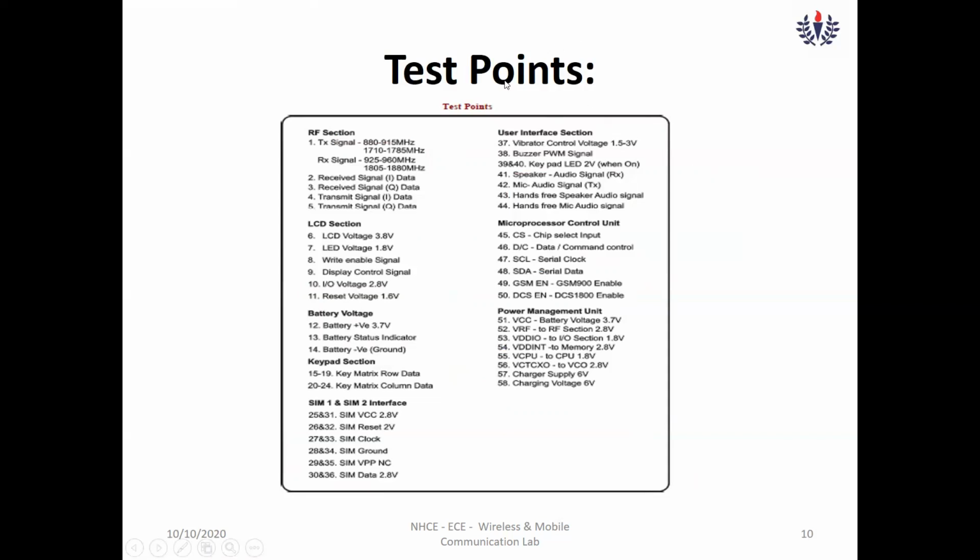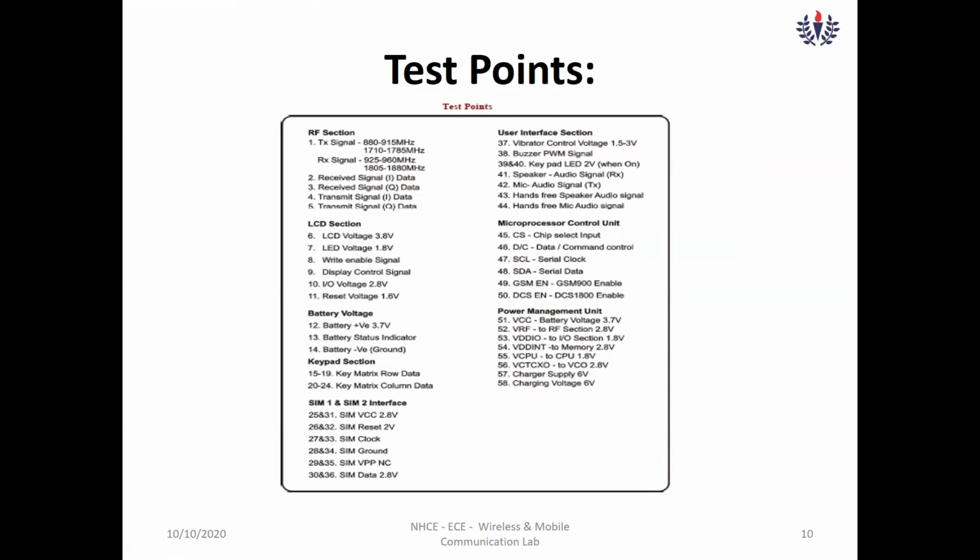And this model is composed of different sections. The first section is the RF section, which is the transceiver section. The second section is your LCD, the display section. The third section is your battery voltage. The fourth section is your keypad section. The fifth section is your dual SIM section, that is SIM1 and SIM2 interface. The sixth section is your user interface unit, the seventh is your microcontroller unit, and the eighth is your power management unit. And here we have the numbers in the consecutive experiment descriptions.